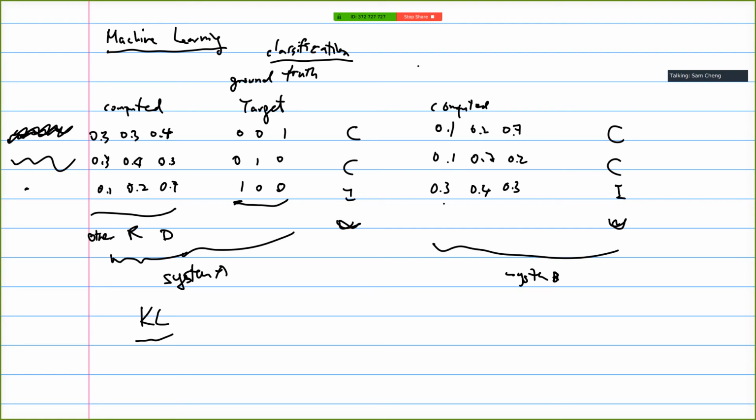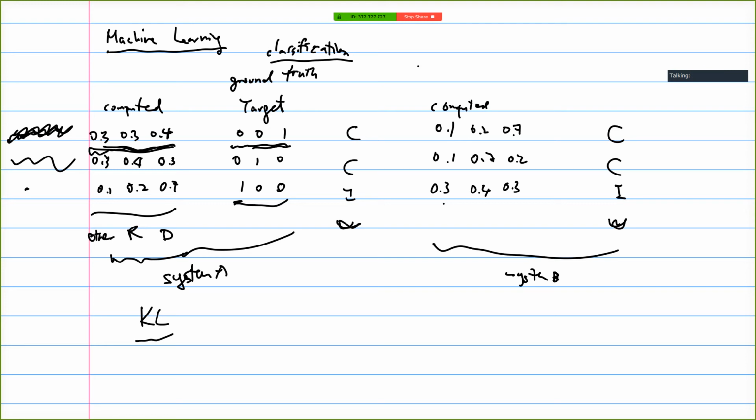The predicted result, or the predicted distribution. I already say it's a distribution, right? And also for the target, if I write it this way, it's also a distribution, right? But it's kind of a delta distribution, because for the ground truth we know exactly whether it's a Democrat, Republican, or independent.